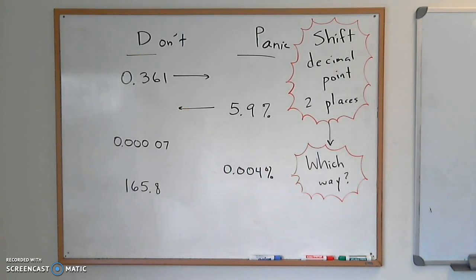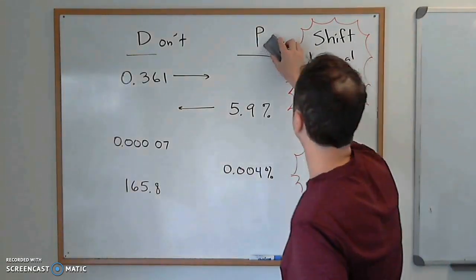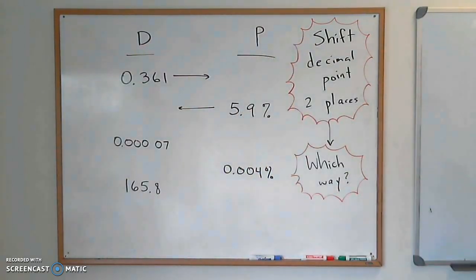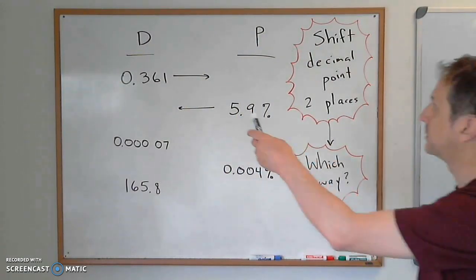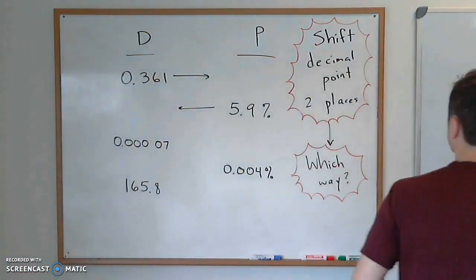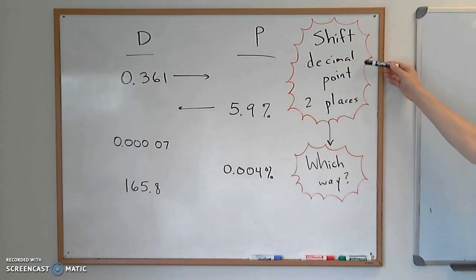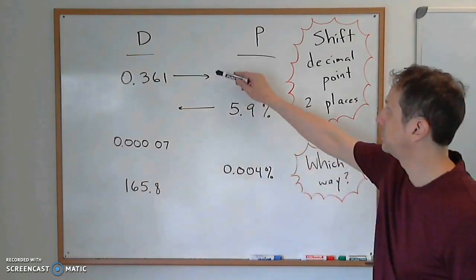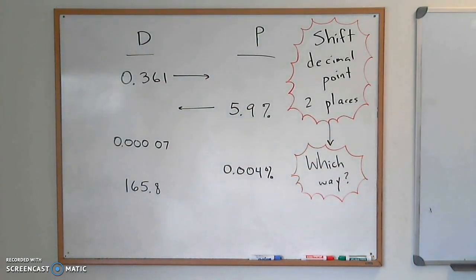So let's blow up the board here. So I've written some decimal numbers over here and some percent numbers over here. Remember that to convert between decimals and percents, it always involves shifting the decimal point 2 places. Then, of course, the question becomes, which way do we shift it? Do we shift to the left or the right? Now, for medium-sized numbers, let's say between 1% and 100%, this tends to be a little bit easier and more intuitive for most students. So I'll bet that you won't have very much trouble with these first two questions.